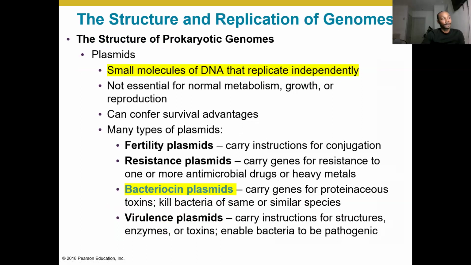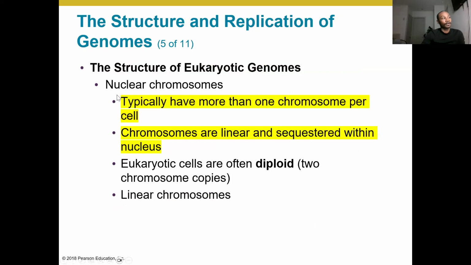Versus eukaryotes, where we're not going to have circular DNA. We're going to have linear DNA. And we're not going to have one chromosome per cell. We're going to have multiple, and they're going to be linear.